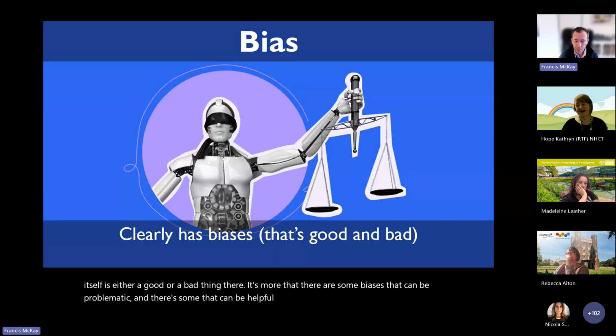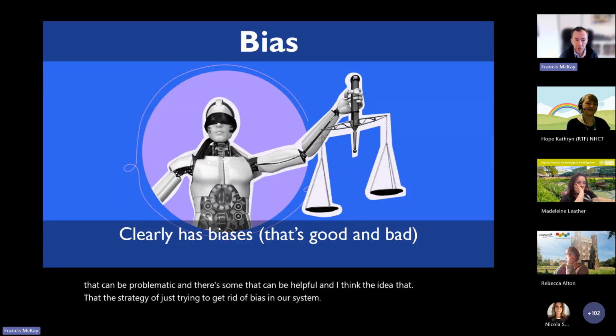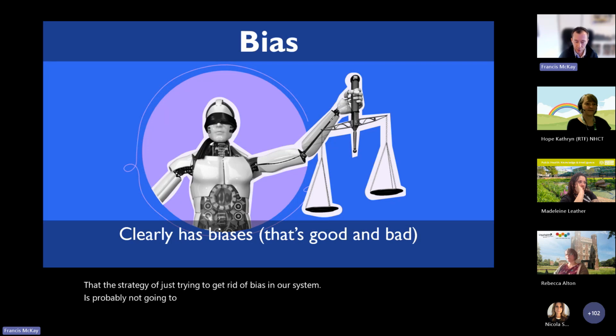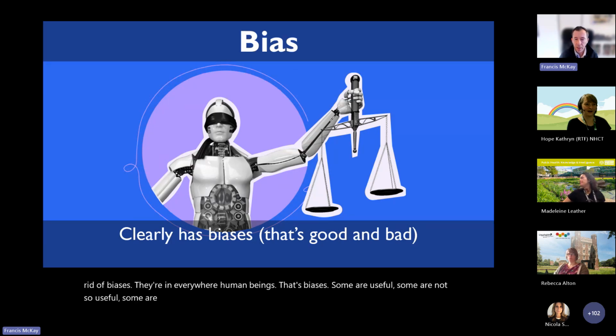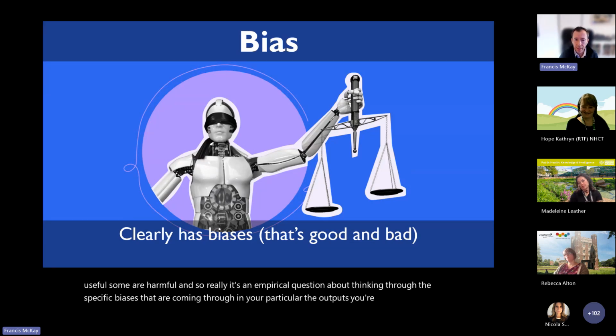And I think the strategy of just trying to get rid of bias in our systems is probably not going to work if you're just trying to get rid of all biases. My view is you can't get rid of biases. They're everywhere. Human beings have biases. Some are useful, some are not so useful, some are harmful. And so really it's an empirical question about thinking through the specific biases that are coming through in the outputs you're getting from the AI.